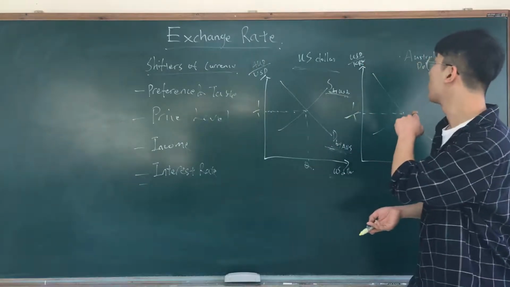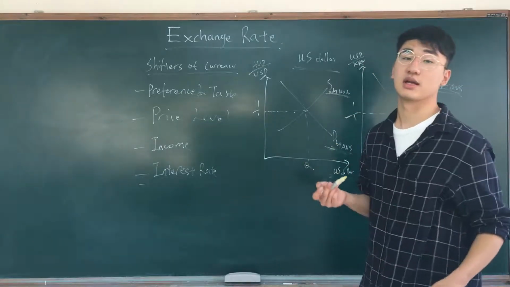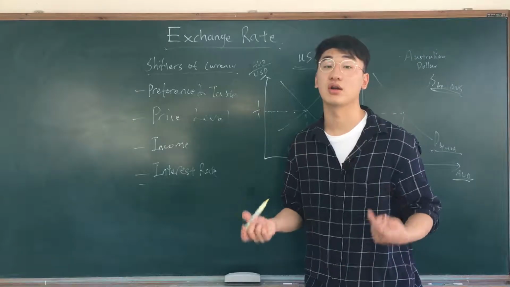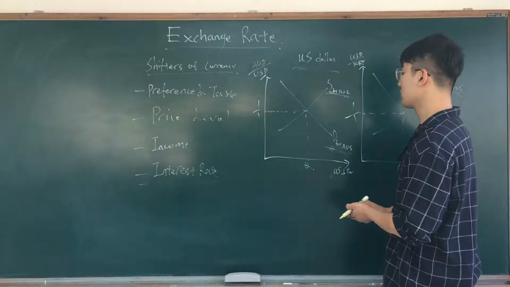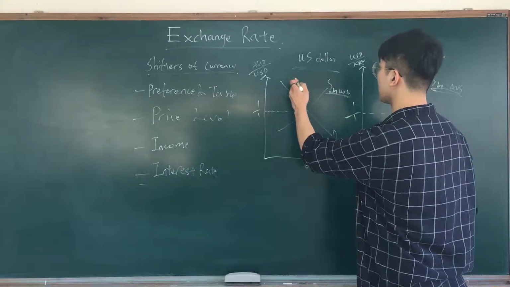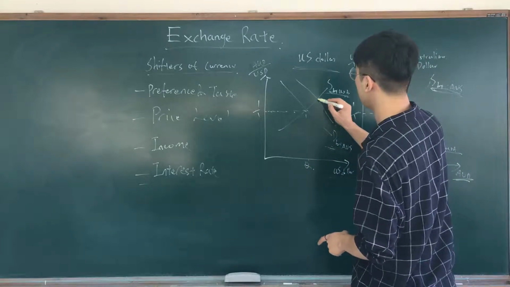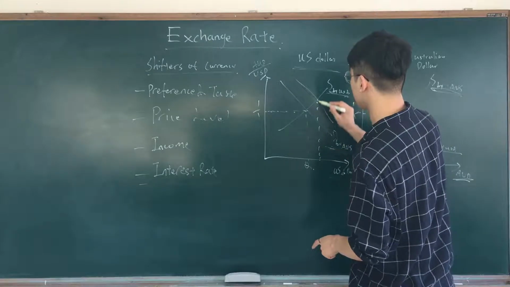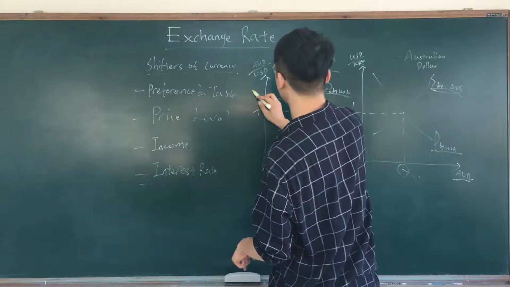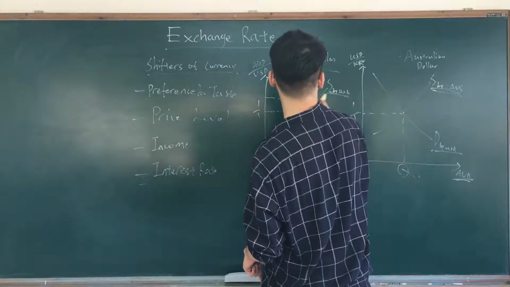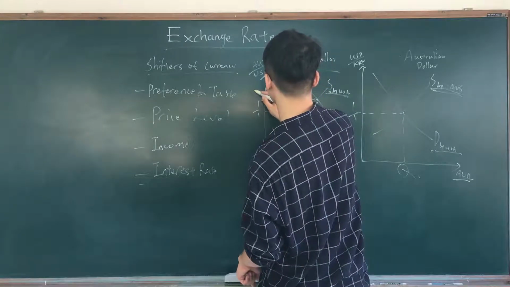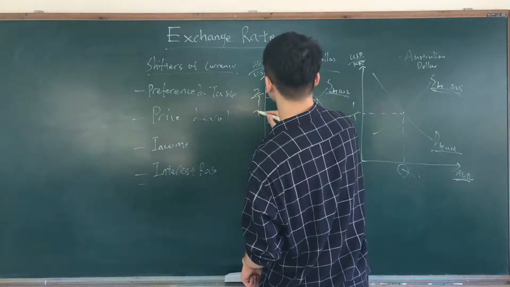The people from Australia will buy more American goods, and if they want to buy American goods, they need American dollars. So demand for American dollars will increase, and it results in an increase in the value of the American dollars. Let's say it results in 2 Australian dollars for 1 USD.